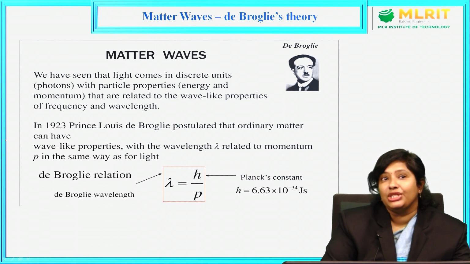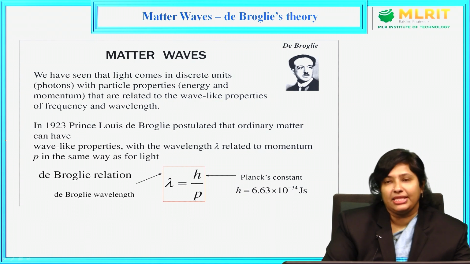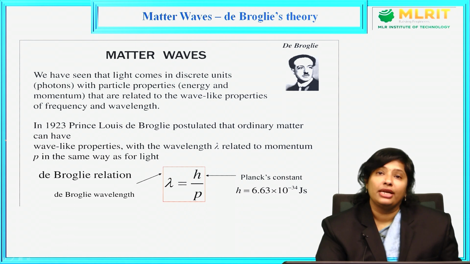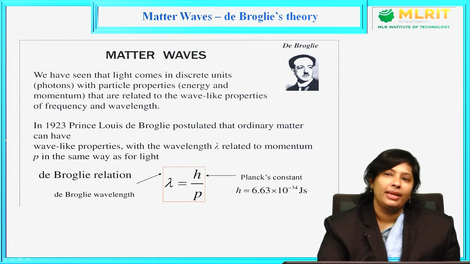In the year 1923, de Broglie postulated that ordinary matter has wave-like properties, such as a wavelength, which is related to the momentum. De Broglie gave a relation for the wavelength: lambda is equal to h by p, where lambda is called the de Broglie wavelength, h is Planck's constant, and p is the momentum, which is the product of mass and velocity.